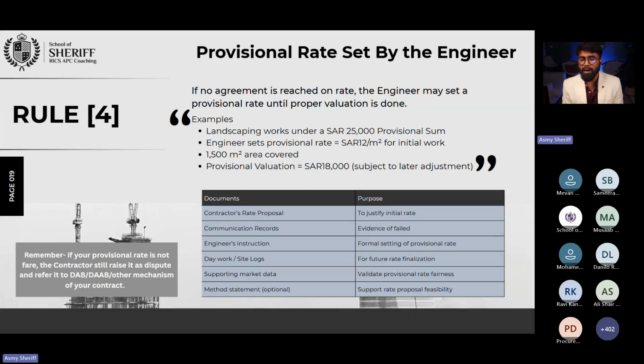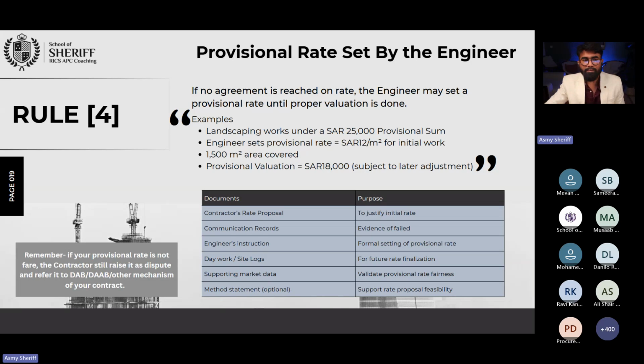You're going to go to the market, get the rate, and reply to the contractor: dear contractor, we checked the market. In order to do this landscape work, the cost will be 12 riyal per square meter. Our total area is 1,500 square meters. So 1,500 multiplied by 12 is going to be 18,000 riyal. Remember, guys, in the original contract, the original BOQ, we mentioned 25,000. Now we are reducing the amount. Is that possible? Yes, that's what we need to do.